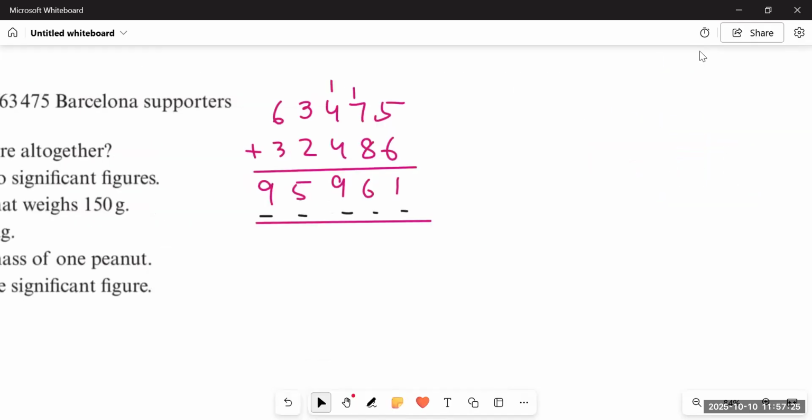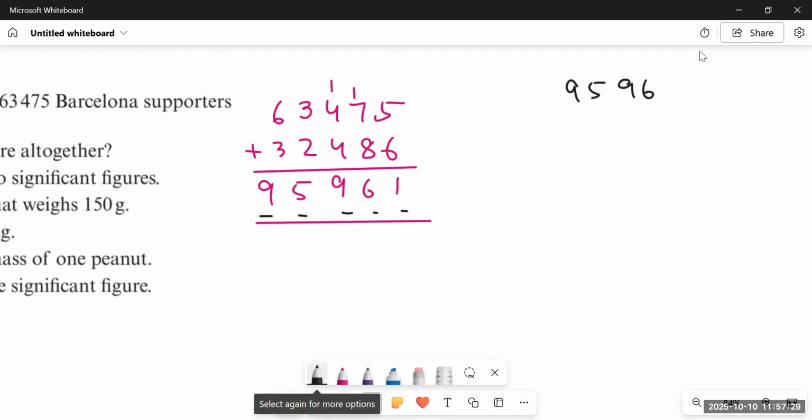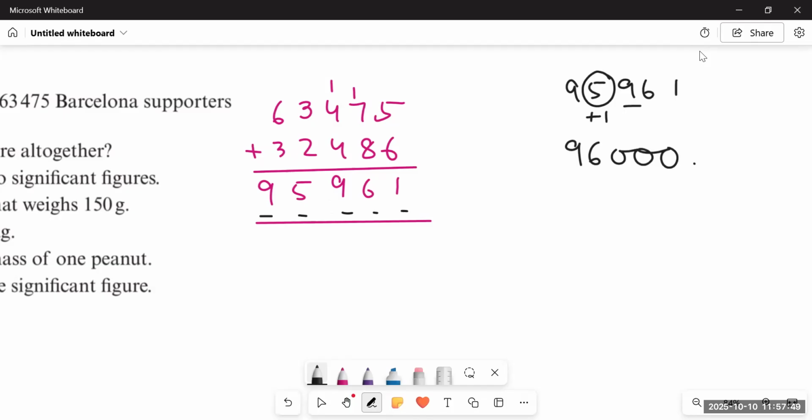We will write 95,961 and we have to round it to two significant figures, which means the second digit would be the rounding digit and 9 would be the decider. Since it's 9, which is between 5 and 9, we have to add 1 to the rounding digit. It would turn into 96,000. It means there were around 96,000 supporters.